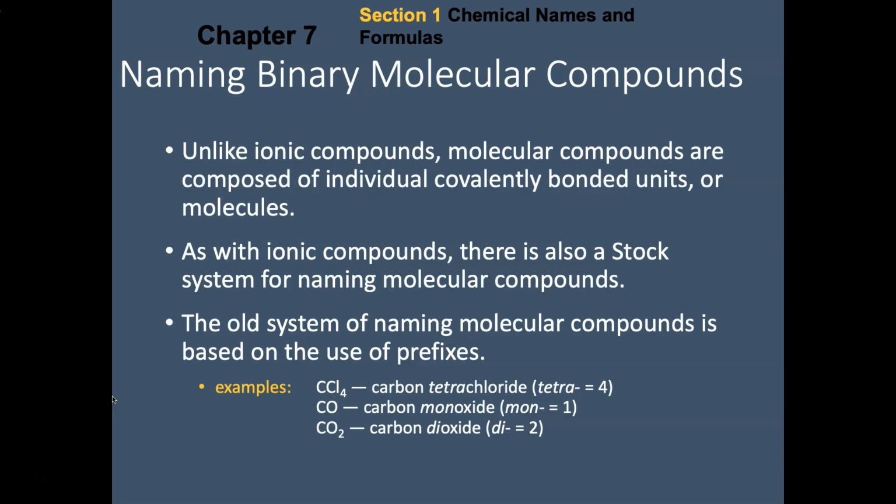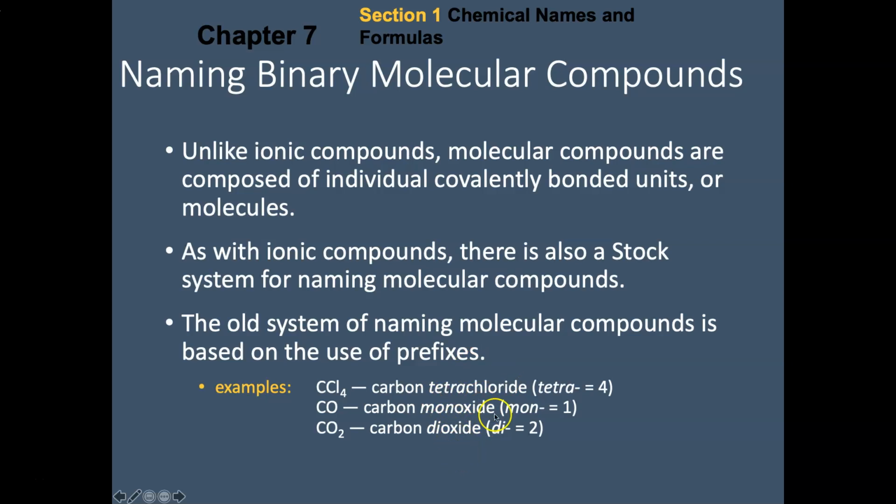That's the first thing. The second thing to know is that when we name molecular compounds, we are going to use prefixes to do so. And it does say the old system, but that's also the current system that we're going to use. So down here we see 3 different examples. All 3 of them have a single carbon, so they all start with just the name of the first nonmetal that is in the formula. And then they get a prefix on the second word.